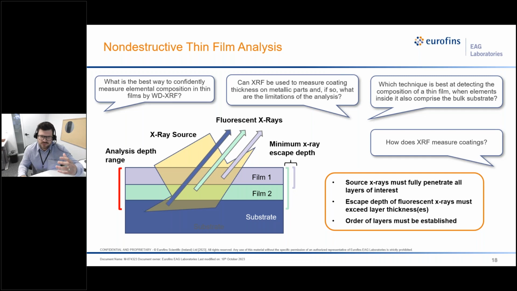As long as we meet a few criteria, XRF is going to be a great technique to use for this type of analysis. These criteria include that the source X-ray must fully penetrate and excite all the layers. Also, the escape depths of fluorescent X-rays must be larger than the thickness of the films, because without this, changing the thickness will not affect signal intensity. And of course, we need that to be able to measure the thickness. Lastly, the order of the layers must be established to complete the calculation. So we'll need to know that order ahead of time.